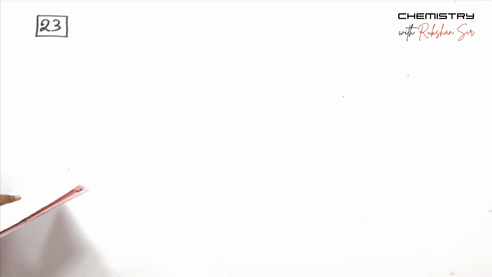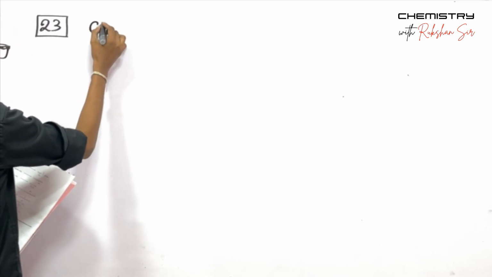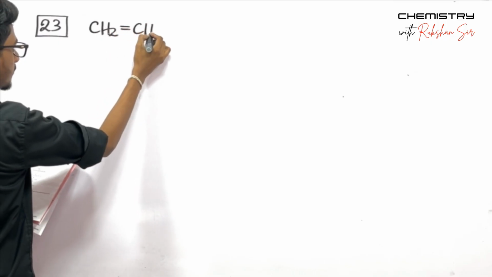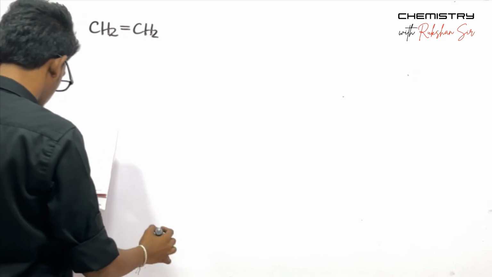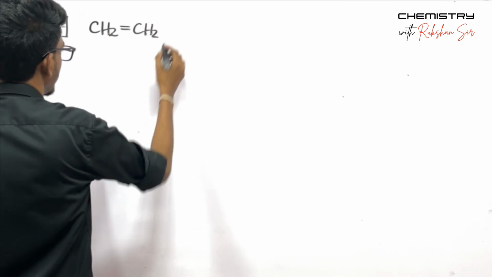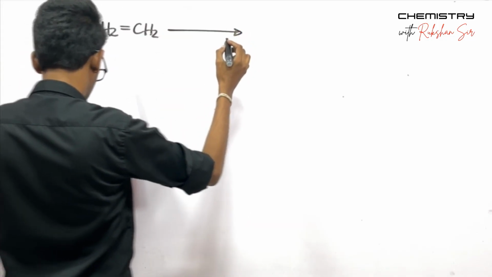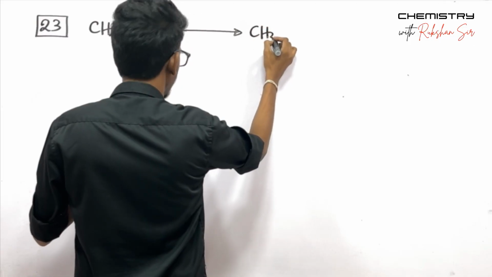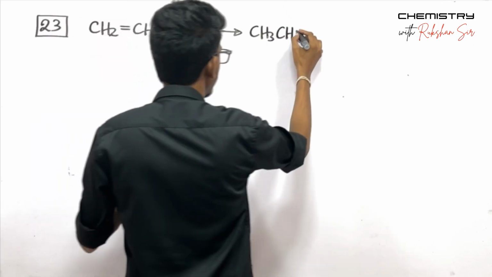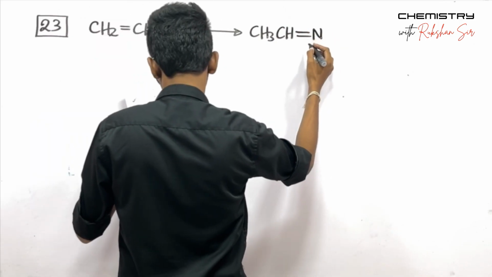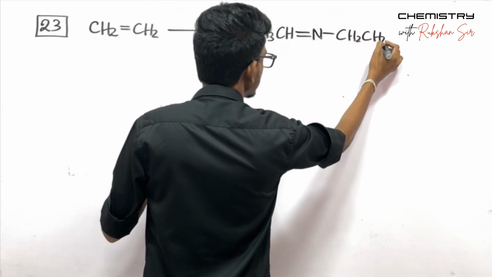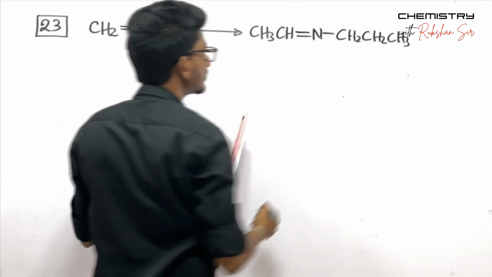Right? What is the conversion there? So we are starting with CH2, right? And we are supposed to form this kind of stuff: CH3, CH, double bond nitrogen, right?